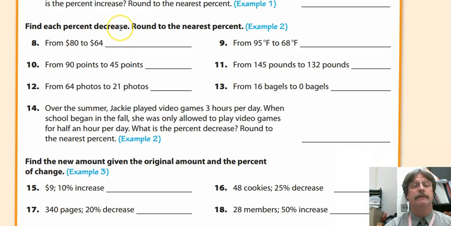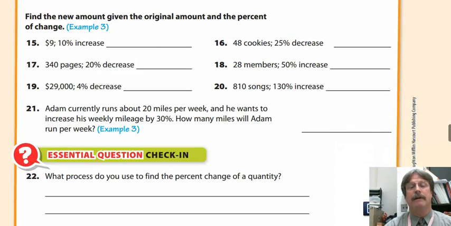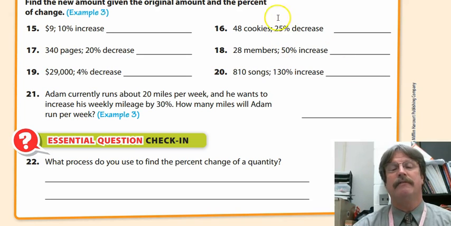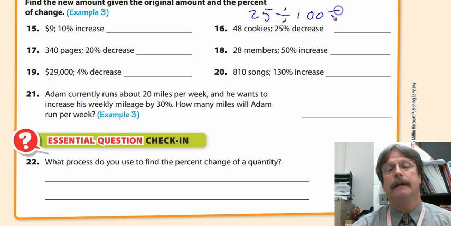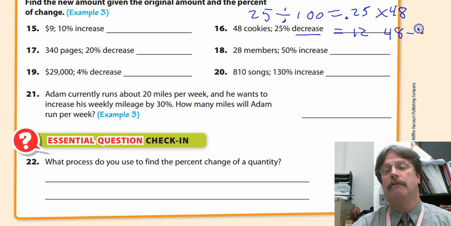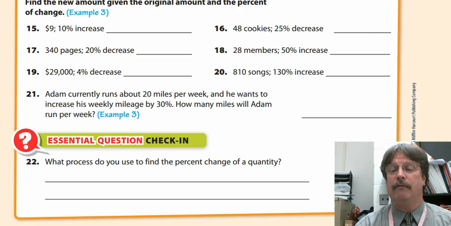Here they're doing percent decrease, so it's the same steps, except this time you're going to subtract. You have another problem there. And then you have the original amount and the percentage of change. Like here, let's do number 16. We have 48 cookies with a 25% decrease. So I'm going to take the 25% and divide it by 100 to give me my decimal. 25 divided by 100 equals 0.25. I take that number and multiply it by 48, the original amount. A quarter of that is 12. That equals 12. Now it's a decrease, so I'm going to take 48 minus 12, and that's going to equal 36. This all helps out for you, and if you've got any questions, please let me know.